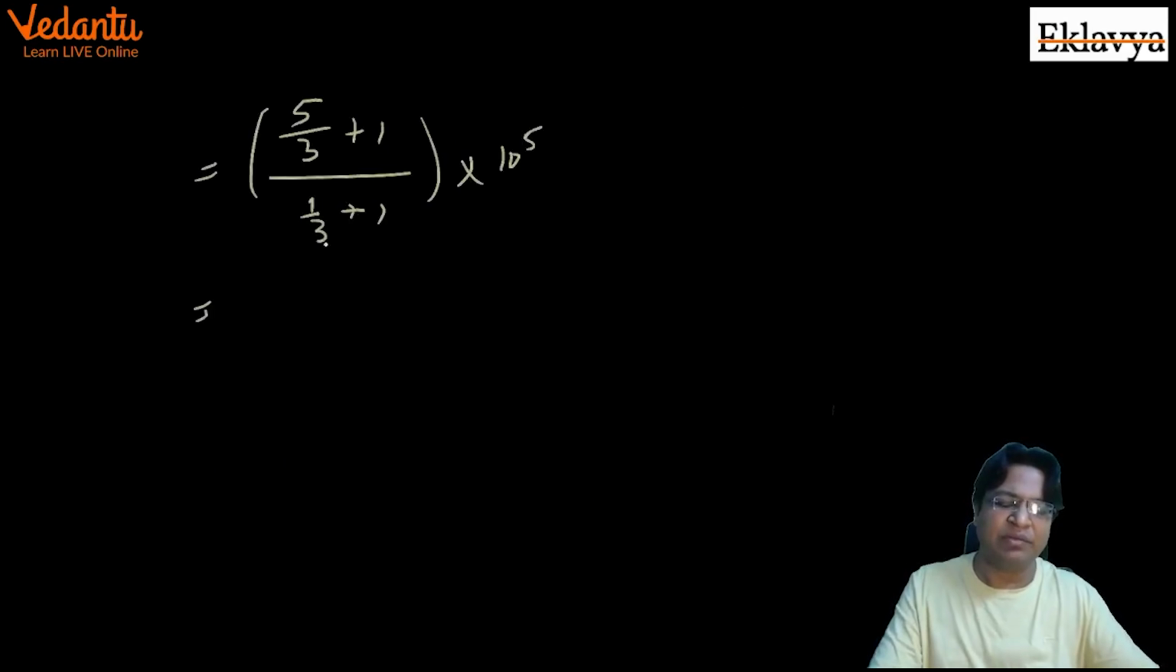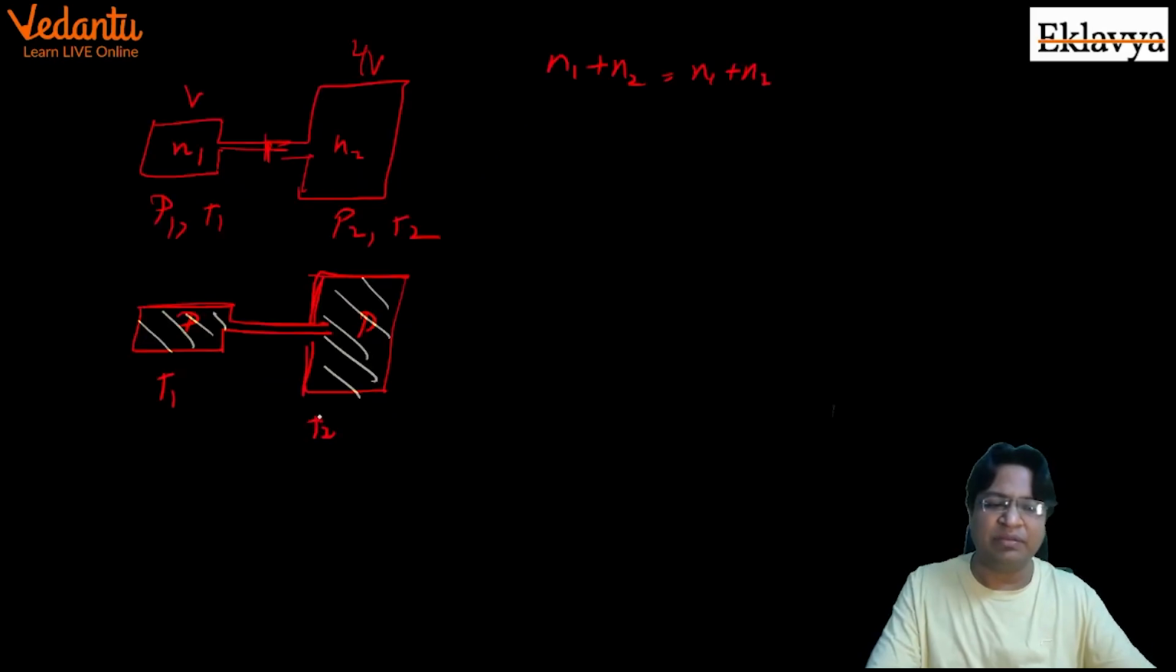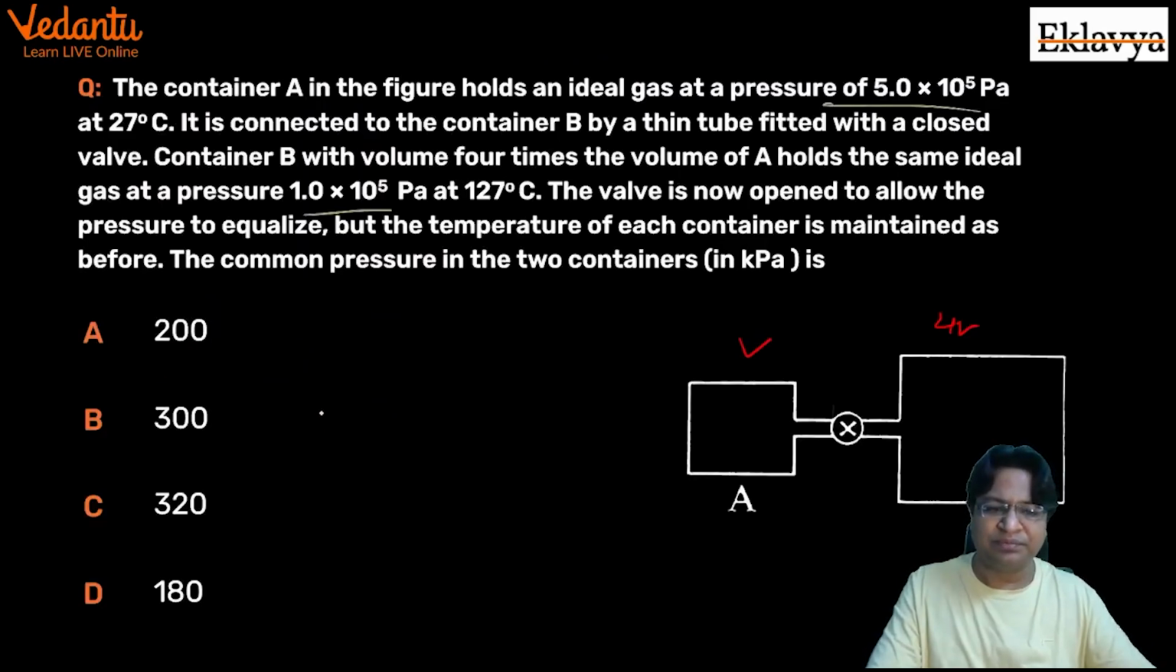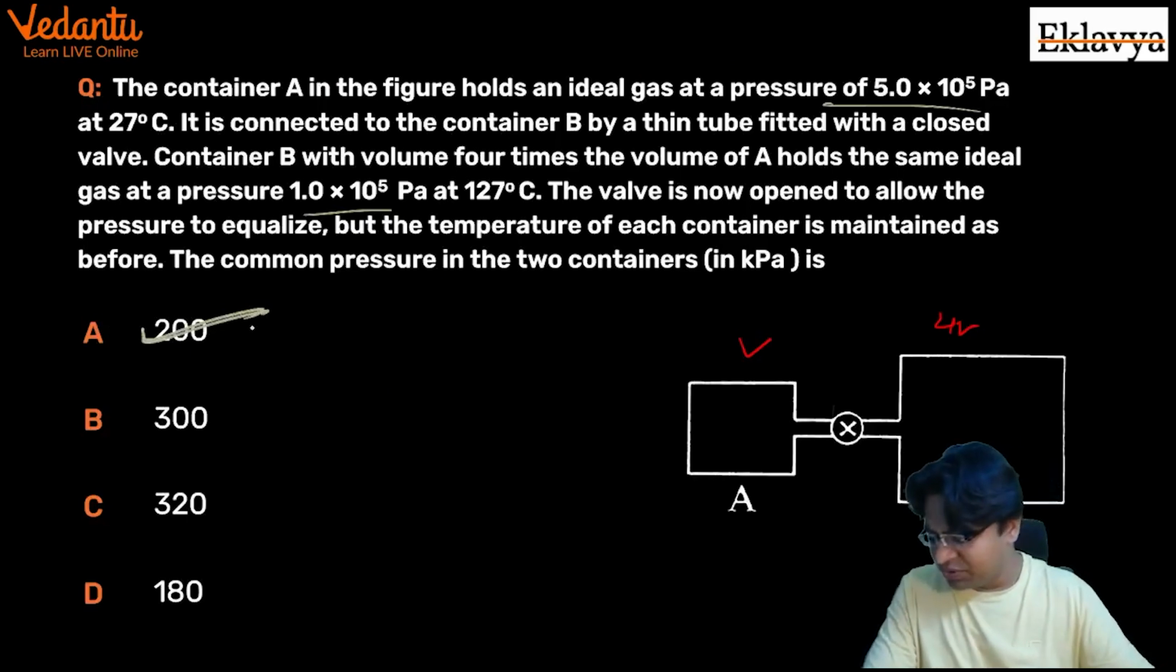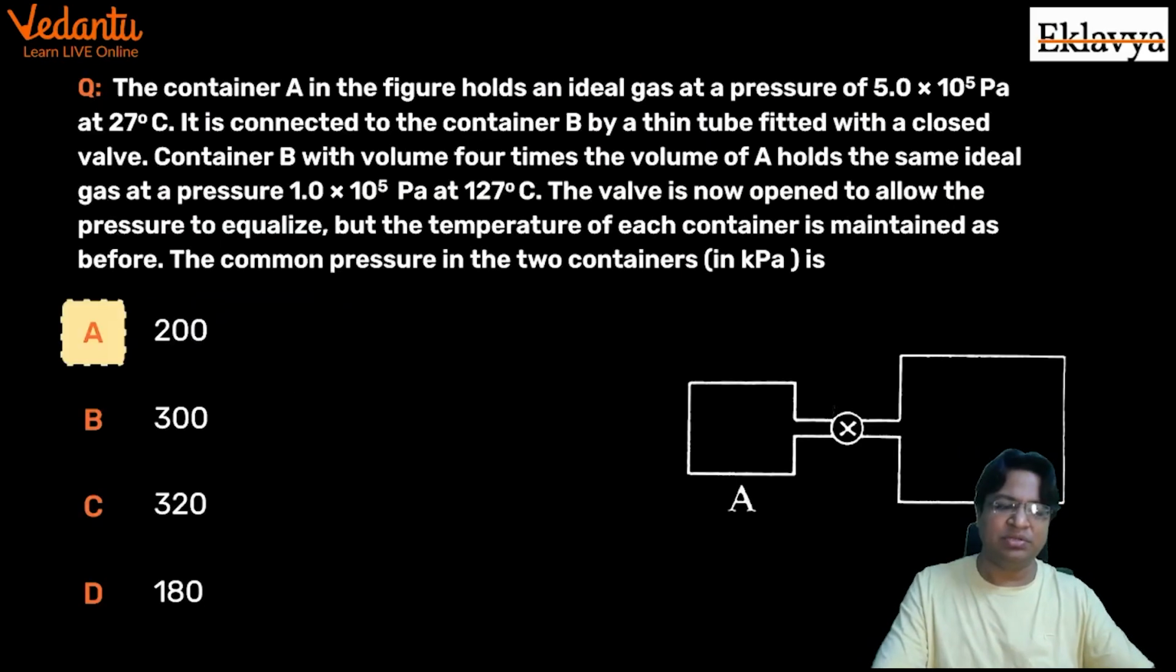So this is the final pressure. So it will be 5 plus 3, 8 by 4, into 10 raised to power 5. So 2 into 10 raised to power 5 would be the final pressure. So in kilopascal, it can be written as 200. So option A would be the right one to this question.